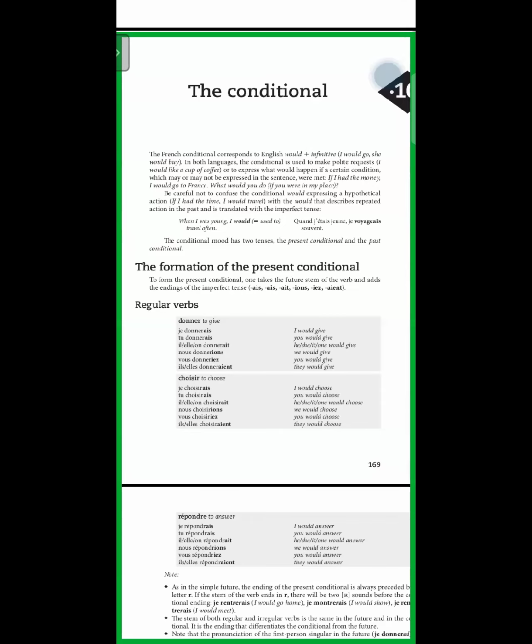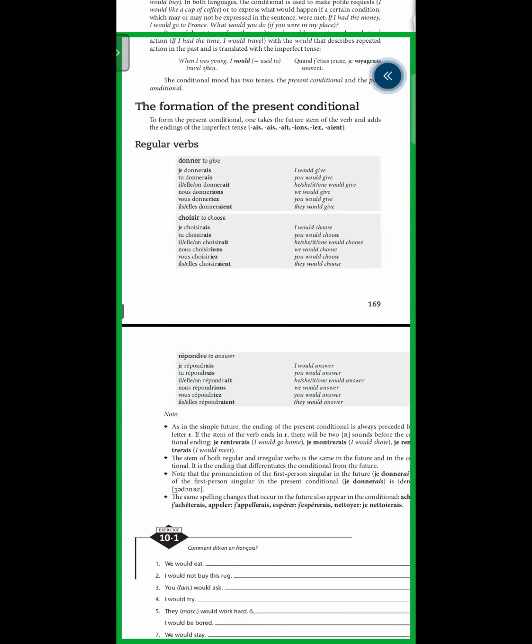So let's look at the verbs then. We have the first one as what? Donner, right? Can you read for us? Je donnerais. Tu donnerais. Il, elle, on donnerait. Nous donnerions. Vous donneriez. Il, elle donnerait. Donnerais.